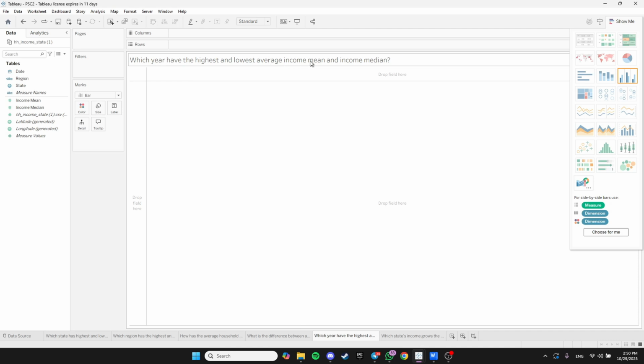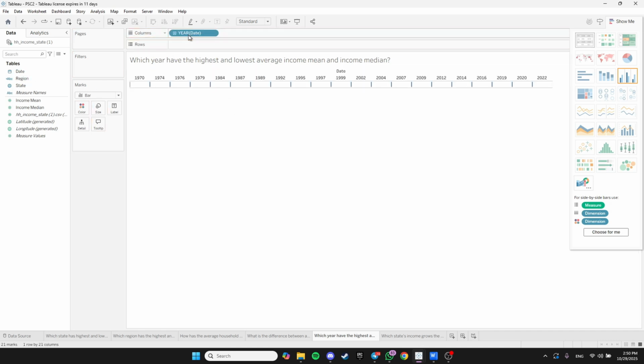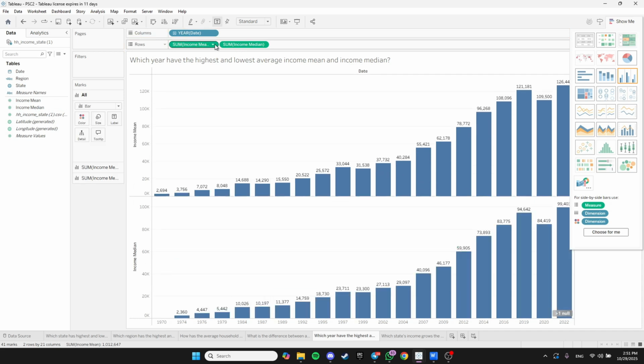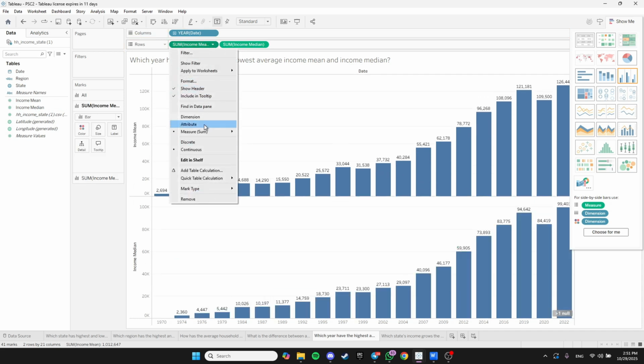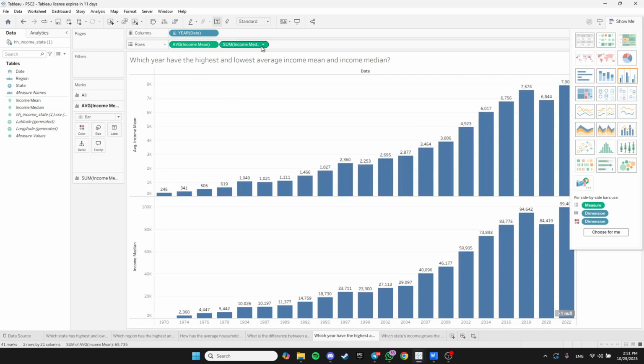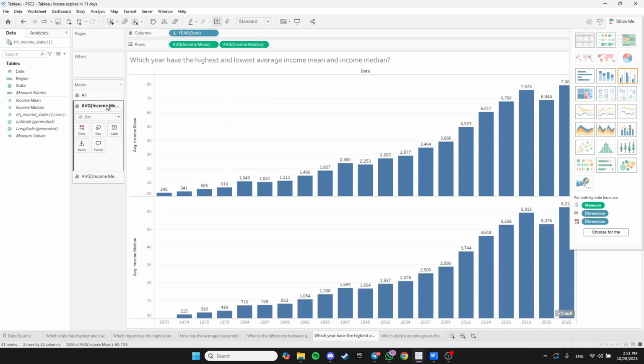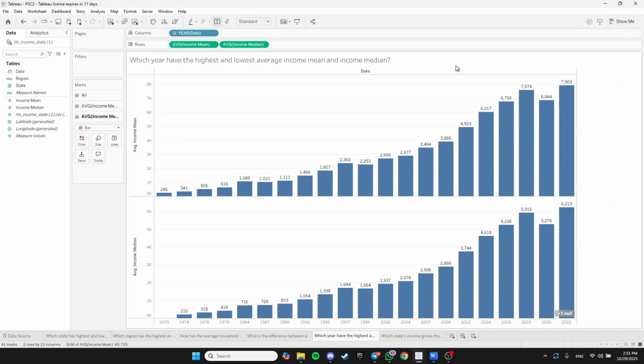Now I will start the topic, which is which year has the highest and lowest average income mean and income median. So now I will plot the graph, and the year will be at the column and the income mean will be at the row and the median will be at the row, and I will set the measure to average for both mean and median. After that I will show all the label marks, and here is the graph that shows the highest and lowest average income mean and median.